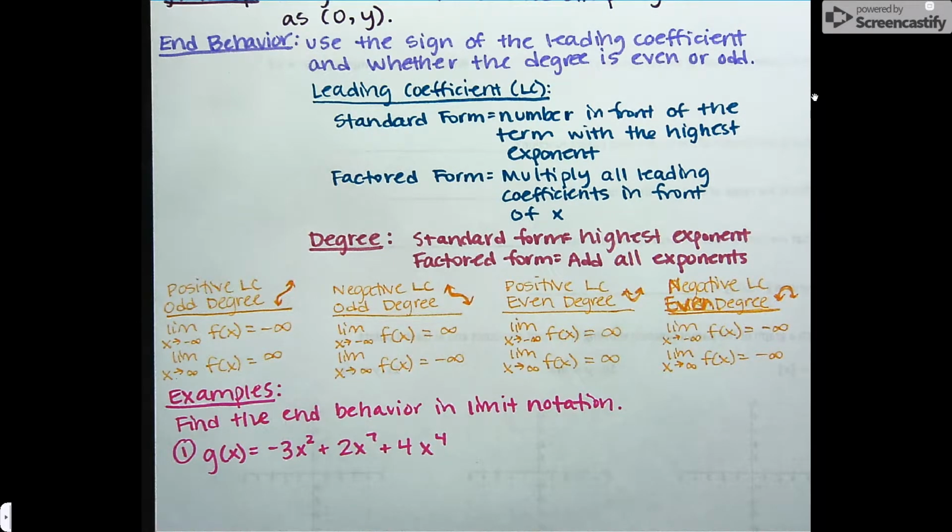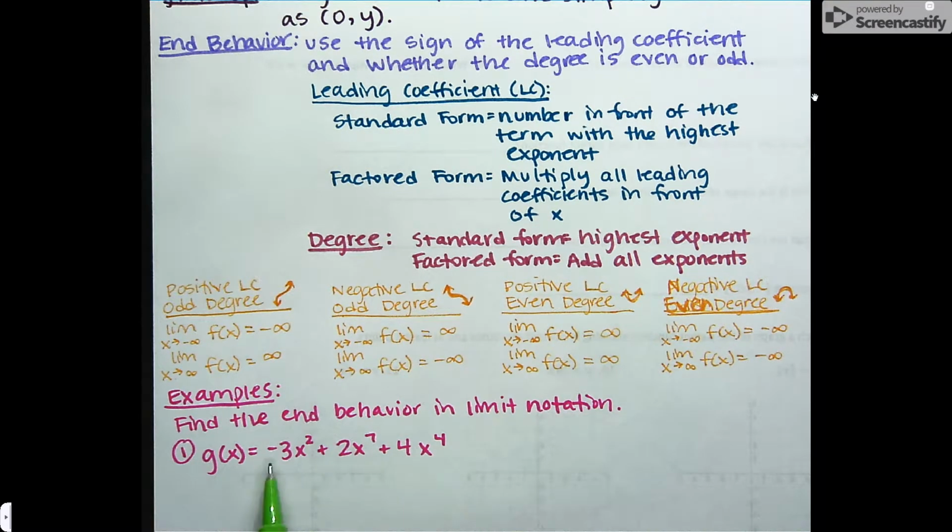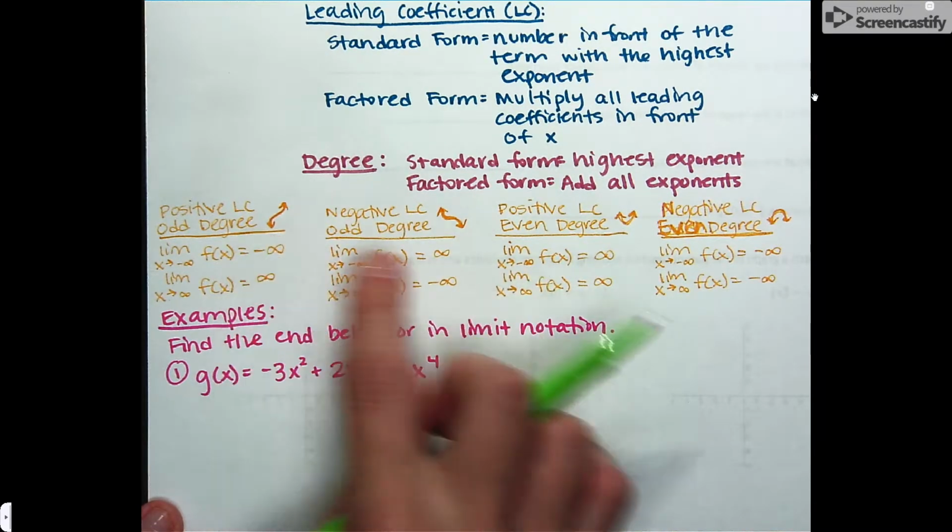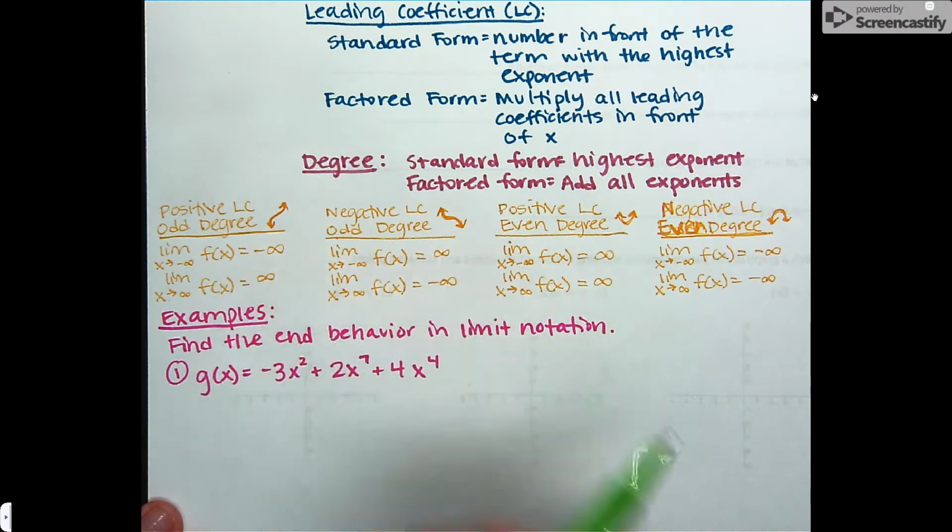So hopefully you guys are looking at this and you say, oh yeah, that's standard form. The reason why I know that is because there's no parentheses and this is clearly not factored. And we don't have to factor it because they're not asking us for x-intercepts. We are just going to find the end behavior in limit notation.